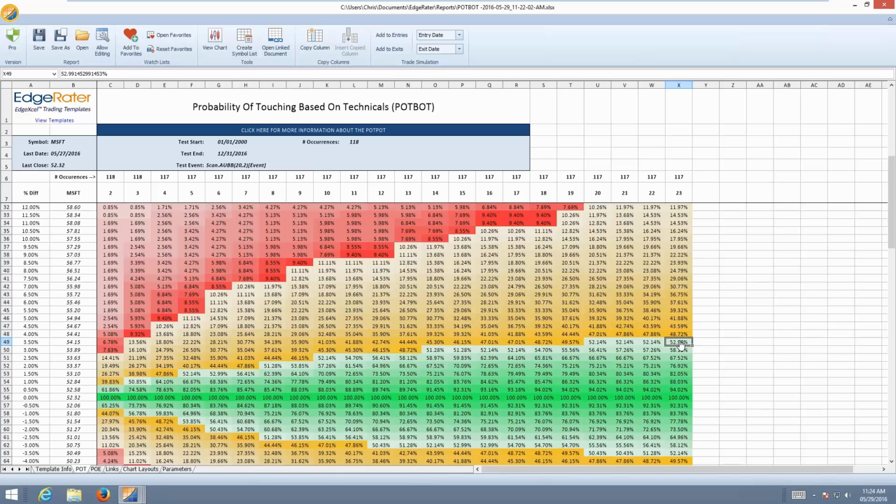I'll show you a little bit more about this template, because this report was produced by running lots of different simulations over that period of time for one stock.